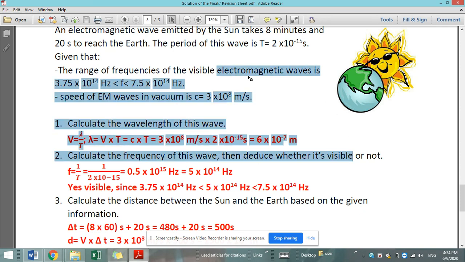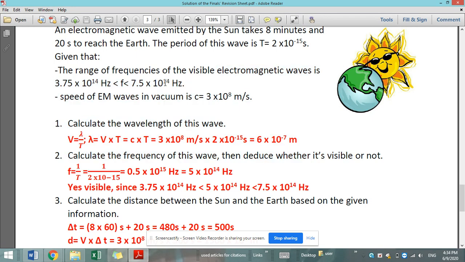This means that I have to compare the value to the given range of visible light. Okay, I have to compare it to the range of visible electromagnetic waves. And as I can see, I'm given the limits of this range by the order 10 power 14. And here I got the value in 10 power 15, so I cannot compare so far. 10 power 15 is actually 10 power 1 times 10 power 14. So as if I have 0.5 times 10 power 1 times 10 power 14. So 0.5 times 10, we get 5 times 10 power 14 hertz.